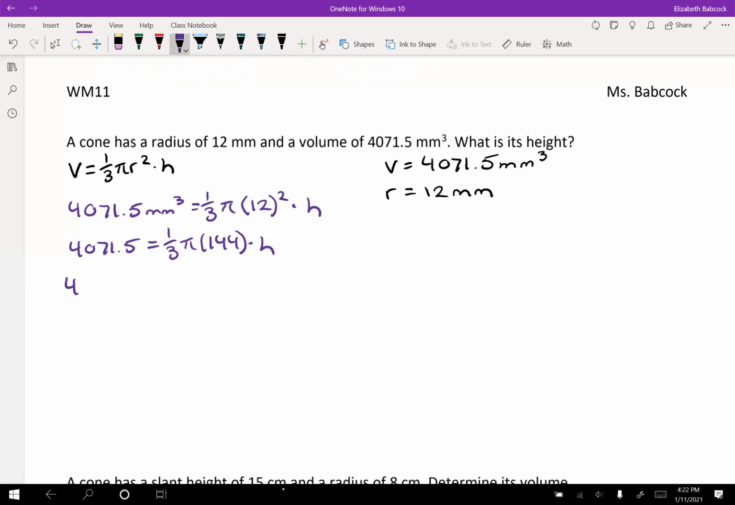I'm going to solve it out in steps using my BEDMAS. So I have done my exponents. There was nothing in brackets to solve. Now I'm going to do out my multiplication of 1 over 3 times pi times 144. And I end up with h is equal to 27. Make sure you can rearrange an equation. It's a very important skill to have.